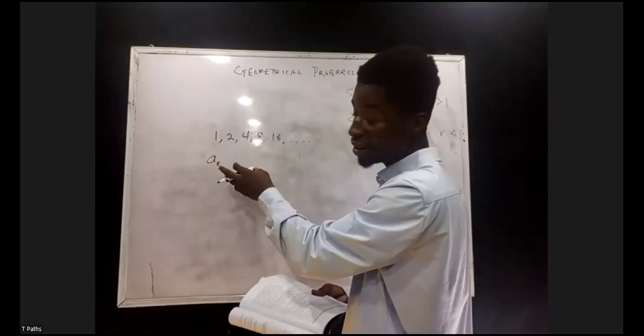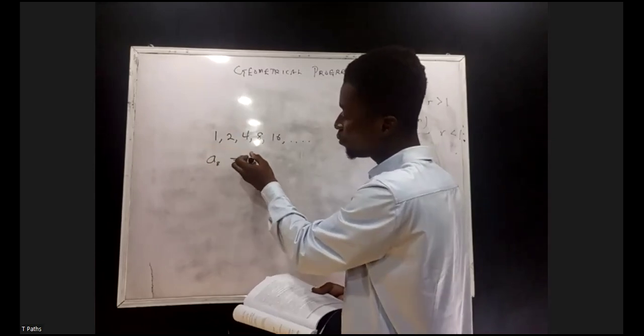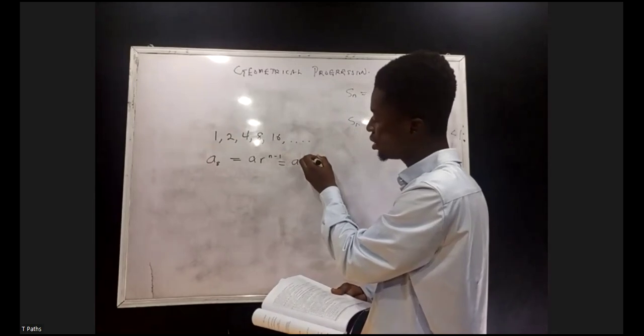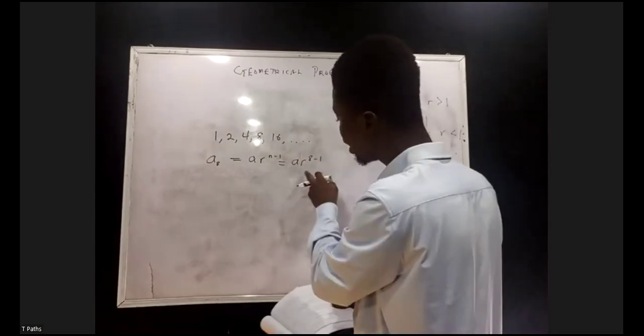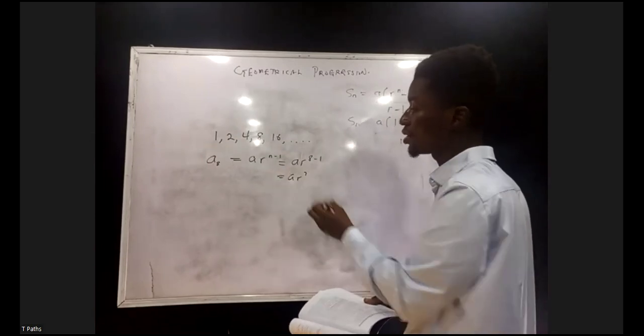So that signifies what? A subscript 8, the 8th term. And now what's the formula? You have AR to the n minus 1, which tells us AR to the 8 minus 1. Do you get it now? AR raised to the power 8 minus 1, which is simply AR raised to the power 7.